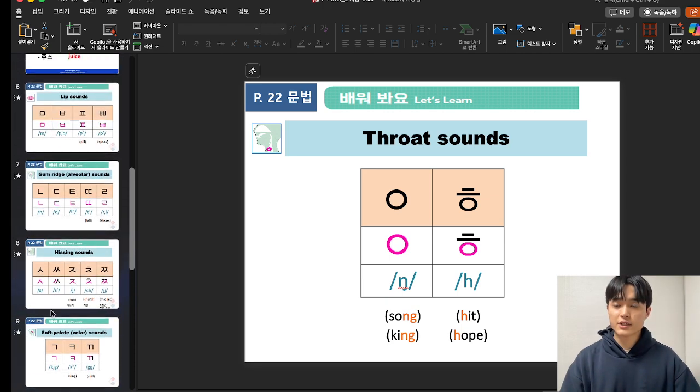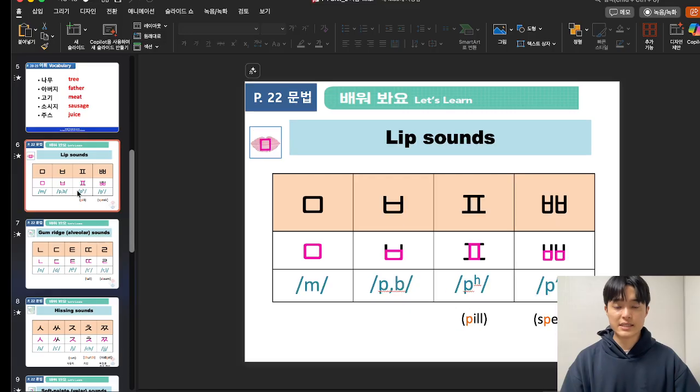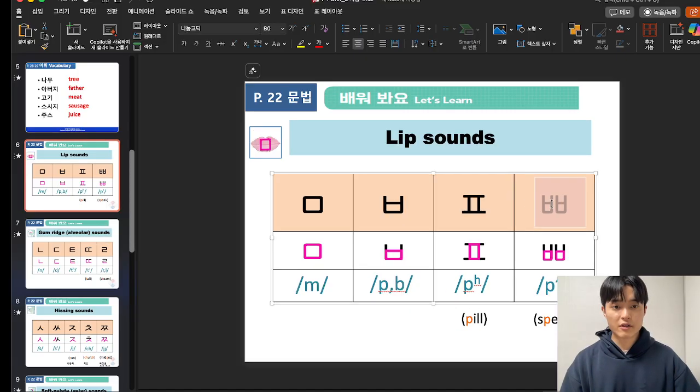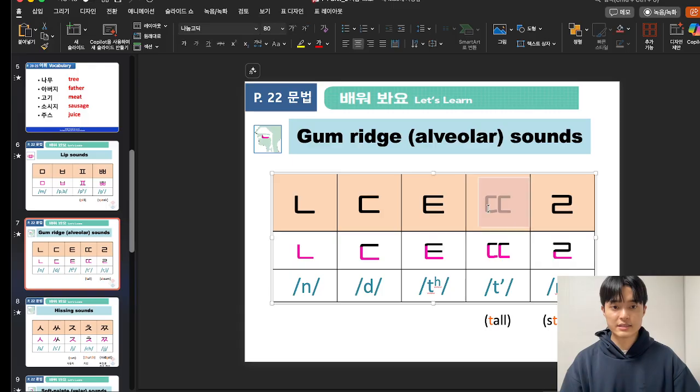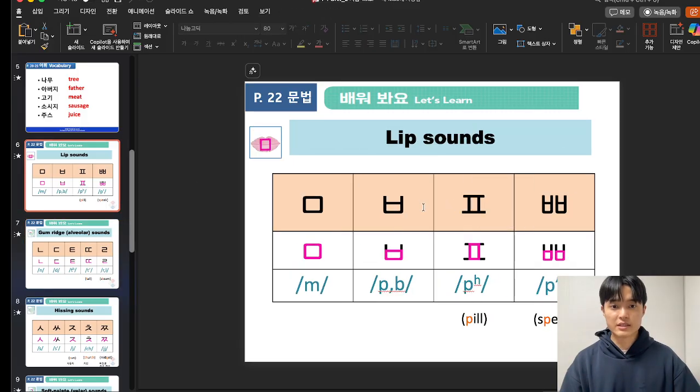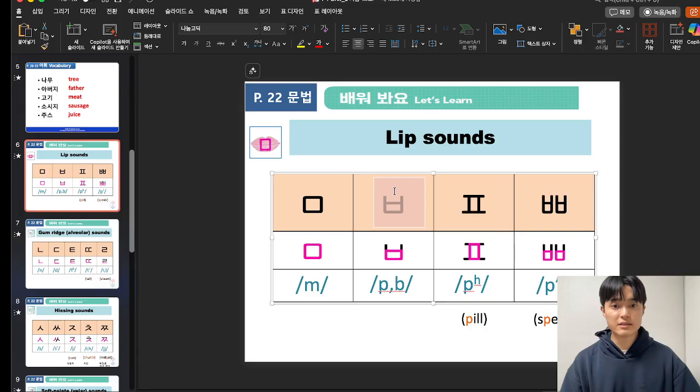The first thing you should know is this kind of thing. If we see these consonants, there are some consonants which look like a double of the single consonant. These are called double consonants, and when you pronounce a double consonant, you pronounce it stronger than when you pronounce the single consonant.